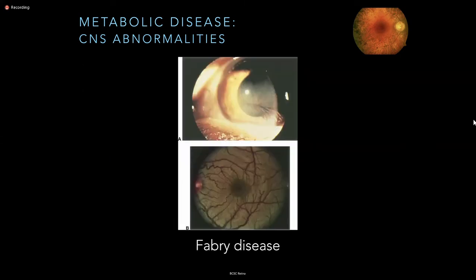And here's a quick photograph from your BSc book. On the top, we see some corneal whorls in Fabry disease, and on the bottom we see some retinal vascular tortuosity.